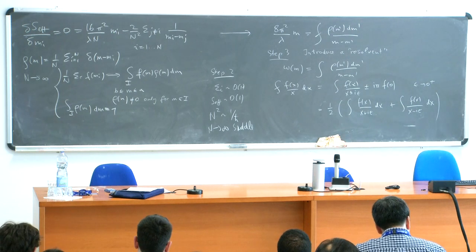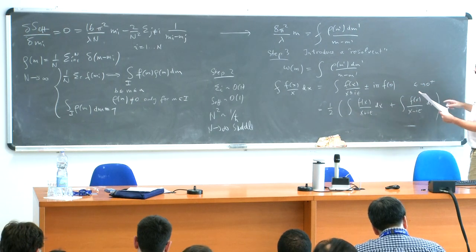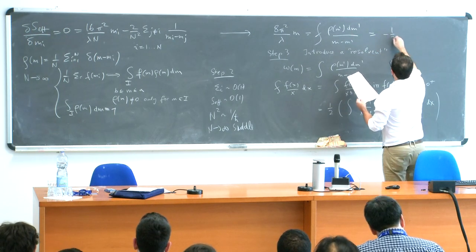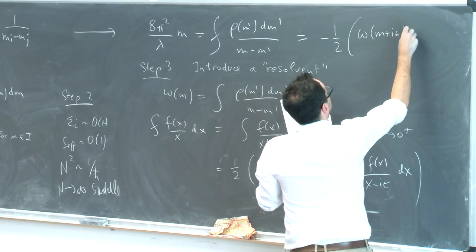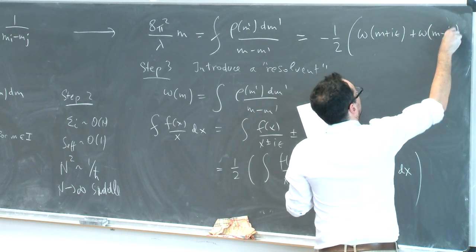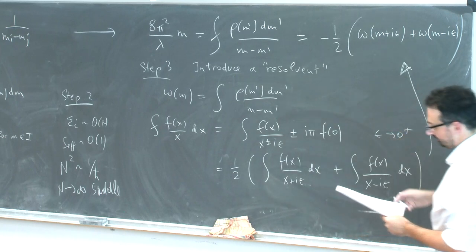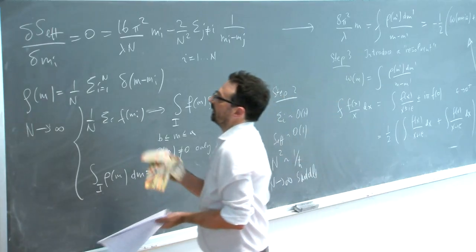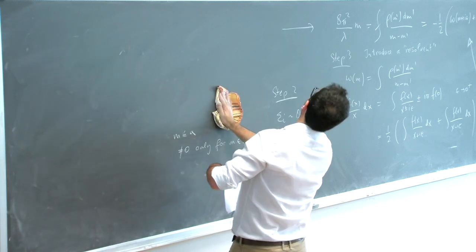Okay, so using this formula, I can write down this saddle point equation like this. It's minus 1/2, omega in this minus plus. So this is the saddle point equation. I'm using this. Moreover, I got some extra information about.